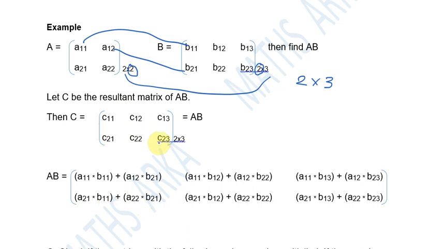For example, C23. How do we find C23? Just see, it is second row, third column. So we need to multiply the second row of the first matrix with the third column of the second matrix, that is A21 multiplied by B13, and then we add it to the product of A22 and B23. So that is what we have written over here.